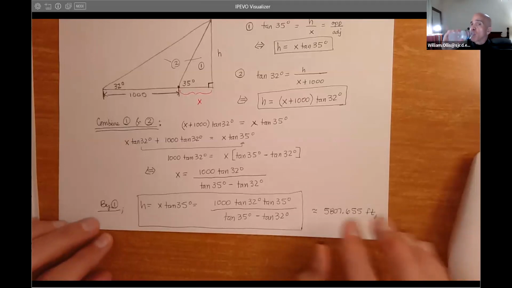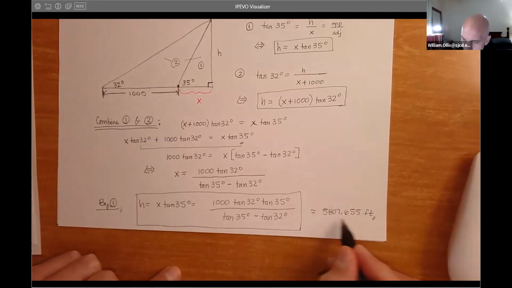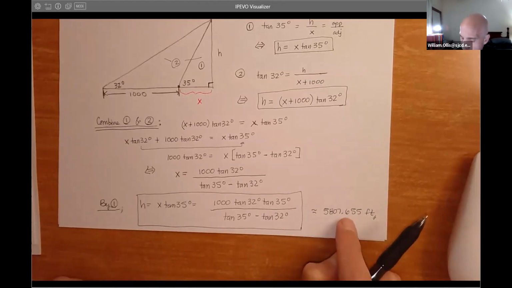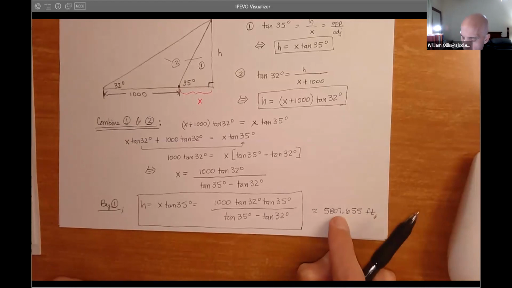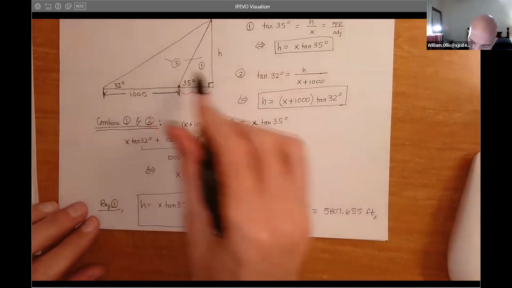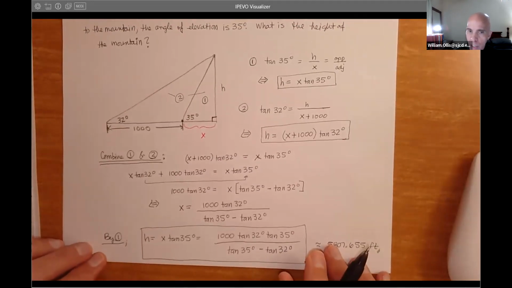So now, say we were doing this as a WebAssign problem, and the WebAssign asked for a particular approximation. Maybe it wanted the nearest first decimal or nearest integer or whatever. You just follow those directions. So work the problem out exactly using your ratios.